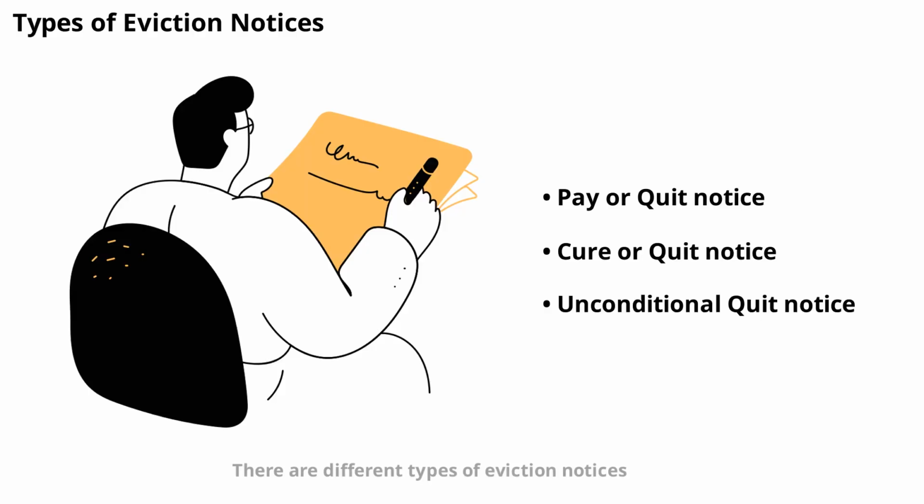There are different types of eviction notices, depending on the reason for eviction and local laws. For example, a pay or quit notice is given when rent is overdue, allowing the tenant to pay within a set time or leave. A cure or quit notice is used for lease violations, giving the tenant a chance to correct the issue. Finally, an unconditional quit notice requires the tenant to leave without the option to fix the problem, usually for serious or repeated violations. Knowing the right notice to use is essential for landlords.